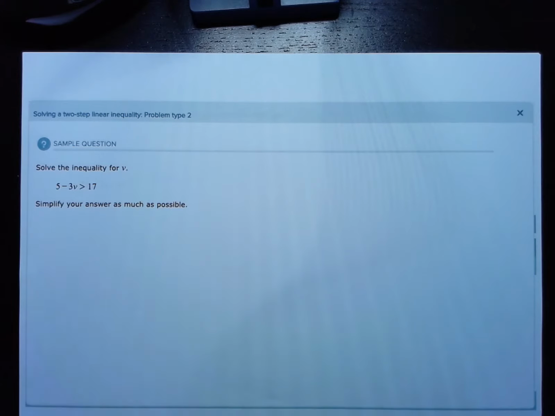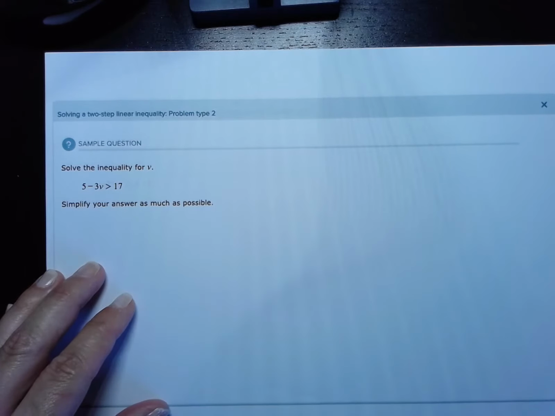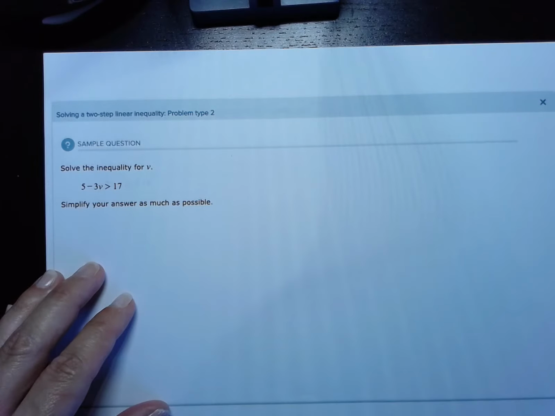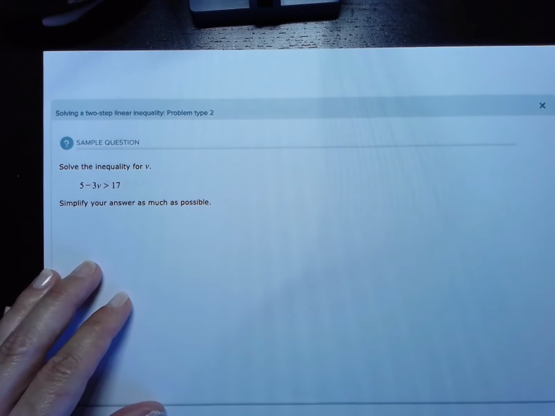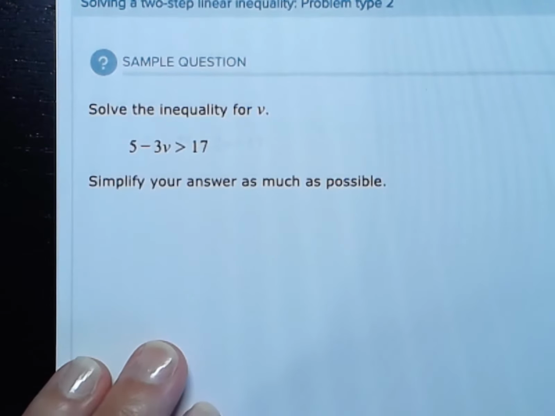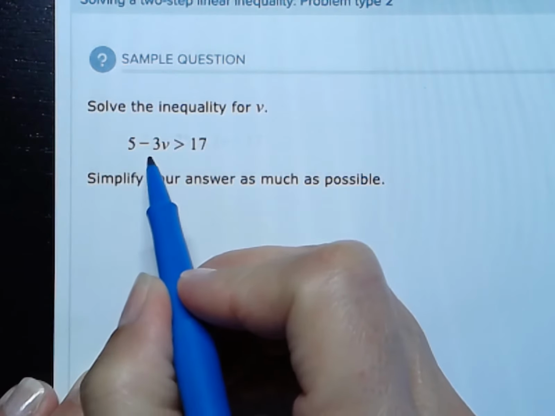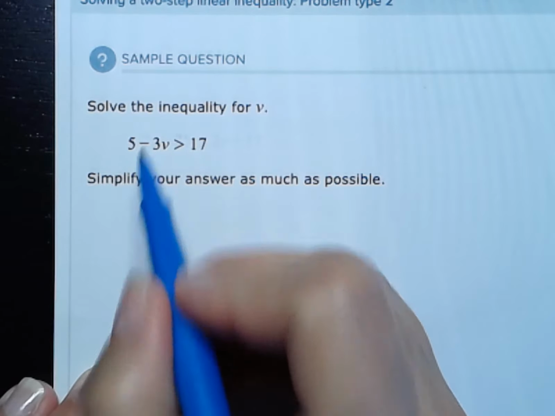Okay, class, I just wanted to refresh your memory on inequalities just a little bit. Let's look at this problem. We've got to solve the inequality for V. So I wanted to talk about this negative right here.